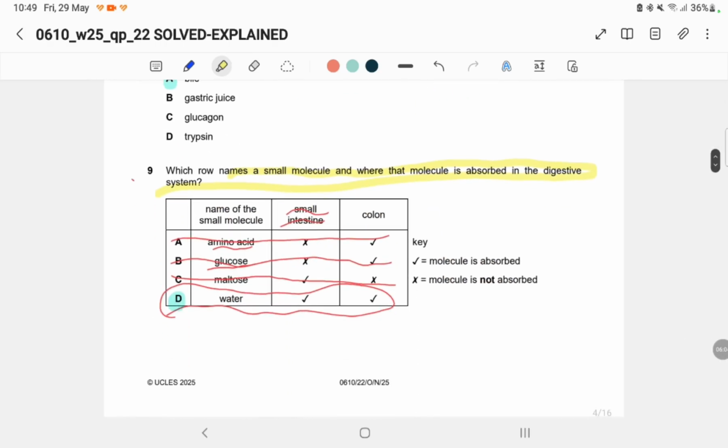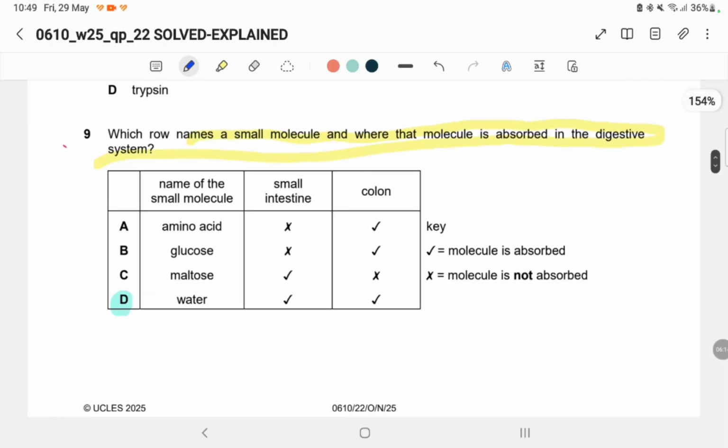Question number 9, which shows a small molecule right now here, and where that molecule is absorbed in the digestive system. Okay, so the name of the molecule will be here water, and small intestine yes, and colon yes. Why A, B, and C are not correct? Basically because C, it's a disaccharide. It's not a small molecule at all. It's two glucose molecules combining together producing your maltose, which is not the case in our question. So C just will be discarded at all.